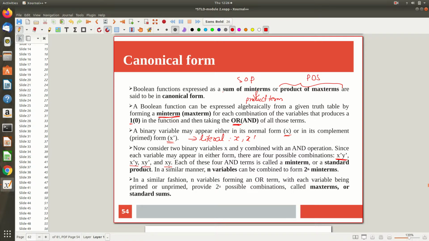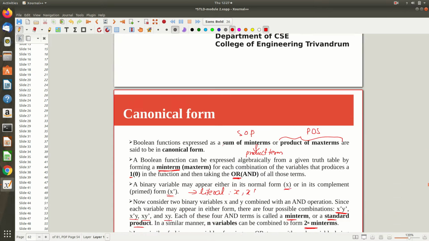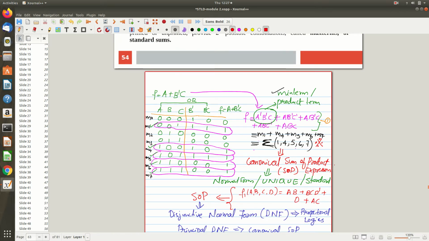We saw the same thing for 3 variables. Now 4 min terms are possible when we have 2 variables. They are otherwise called standard products, min terms or standard product terms. In general, if I have n variables, there will be 2 power n min terms. Hope you remember the example I explained. There were 8 min terms, 0 to 7, using 3 variables. Using 3 variables, how many min terms did I get? I got 2 power 3, that is equal to 8 min terms.